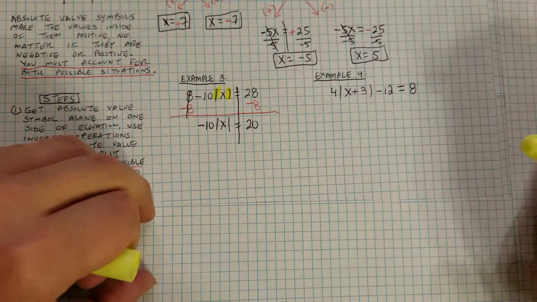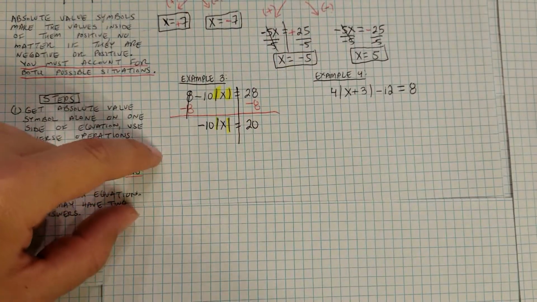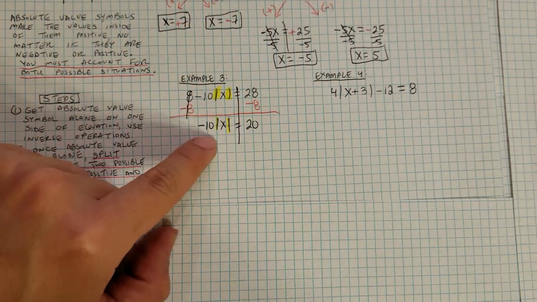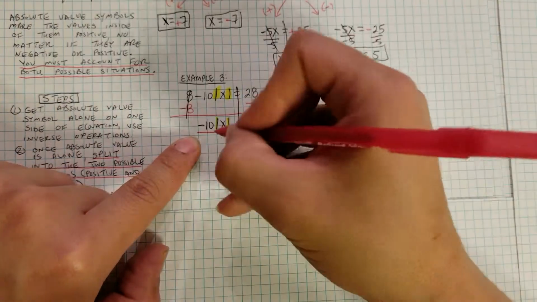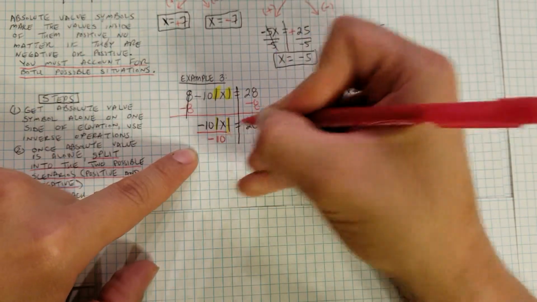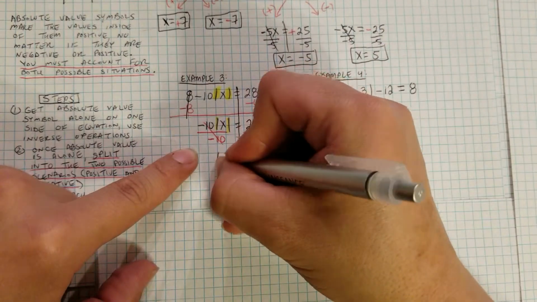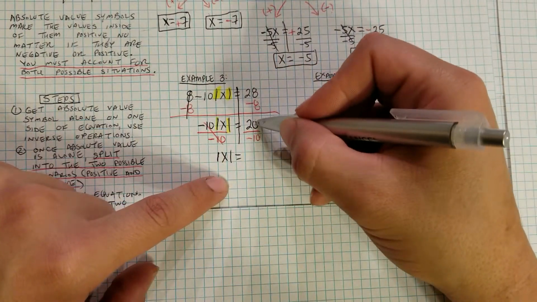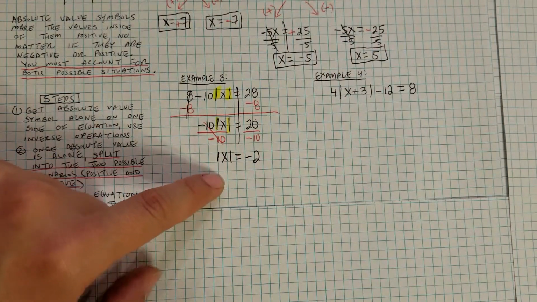So now that we have this, can we split it yet? Well, if you look, we don't have the absolute value by itself on one side yet, so we can't. We have to get rid of that negative 10. So we're going to be dividing, not adding, because this is multiplied by the absolute value. Dividing by negative 10 on both sides, and we take the absolute value of x, and that's going to be equal now to negative 2. So now we can split it.